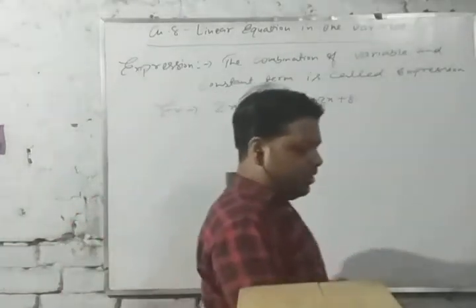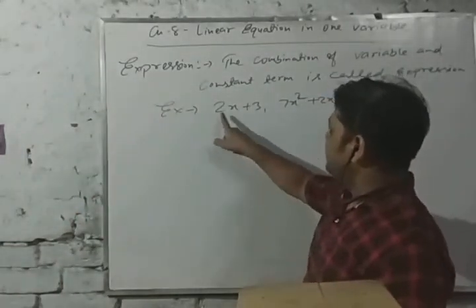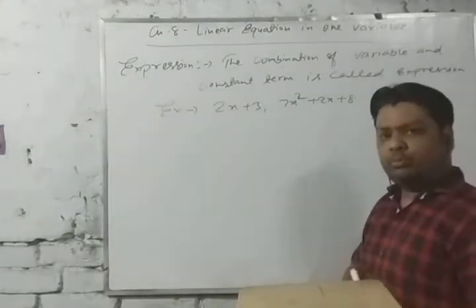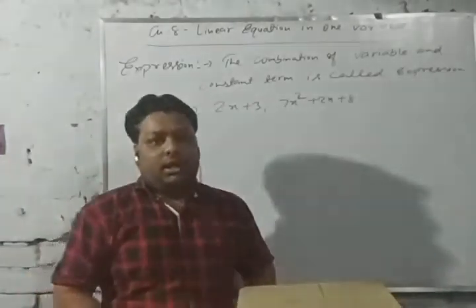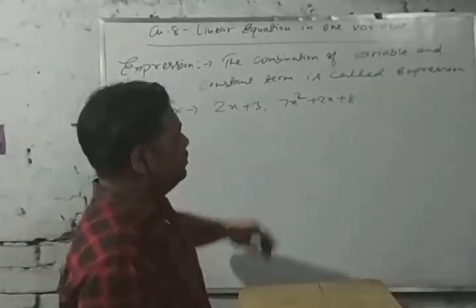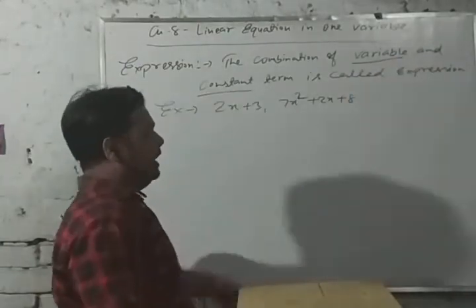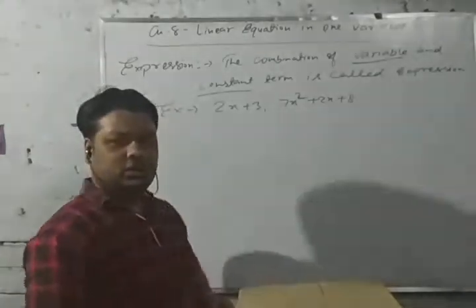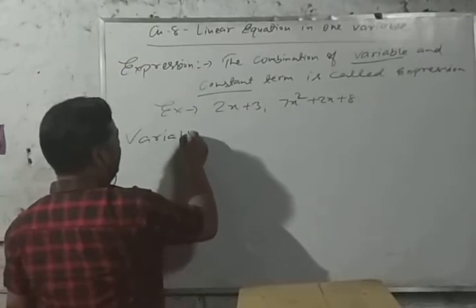We have already discussed this in the previous chapter. It is a binomial expression because it has two terms. It is a trinomial or polynomial expression. Now, here it has two terms. First term is variable and the second term is constant term. We have already discussed that also, but today we will revise it. So let's see at first what is variable.